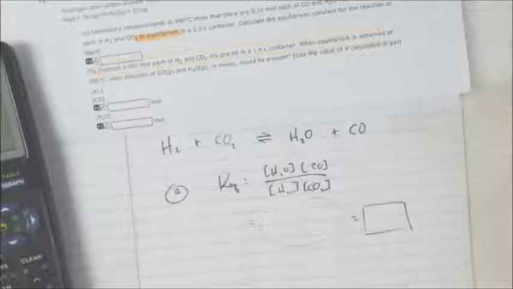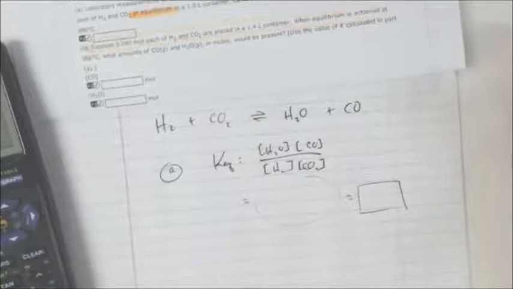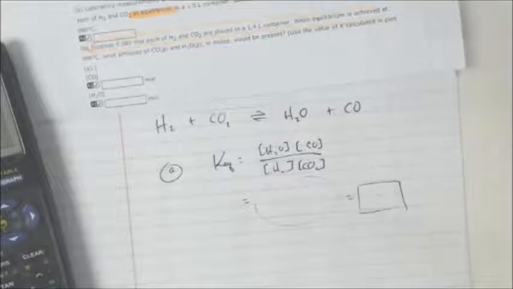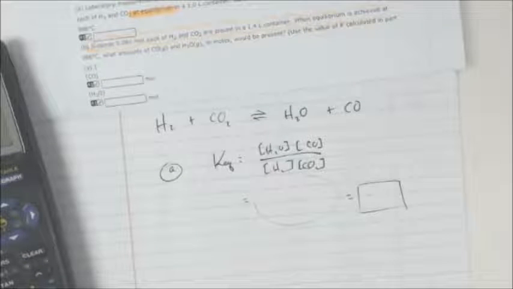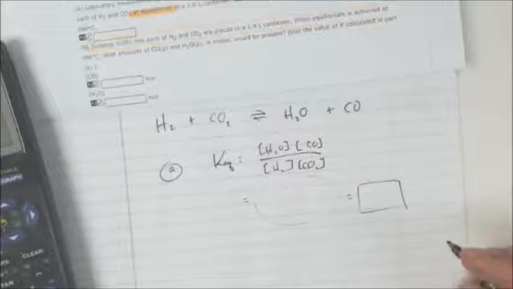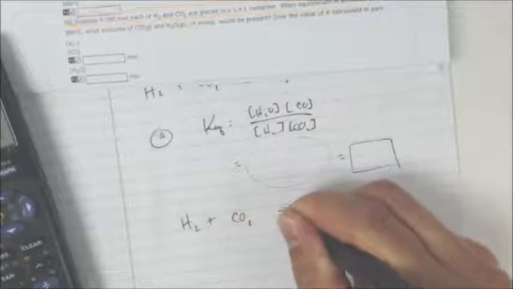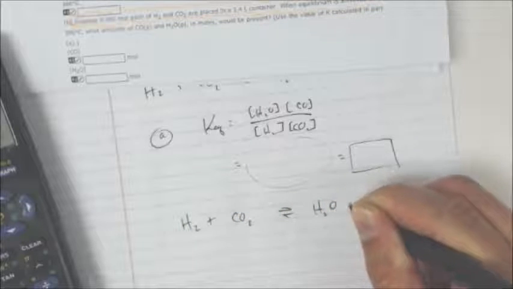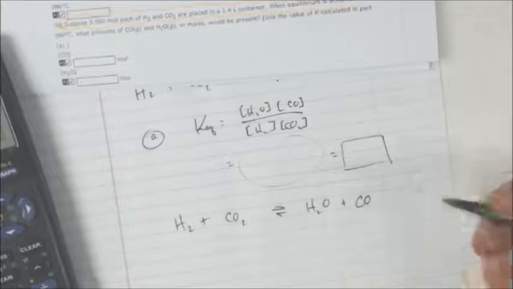And then in part B, we're going to set up what's called an ICE, I like to call it an ice box. It's also called an ice table. ICE is an acronym, well, sort of an acronym here that stands for initial, change, equilibrium. So I'm going to rewrite the equation here. Shift this up here a little bit. I'll rewrite the equation. So we have H2 plus CO2, our equilibrium arrow, H2O plus CO.